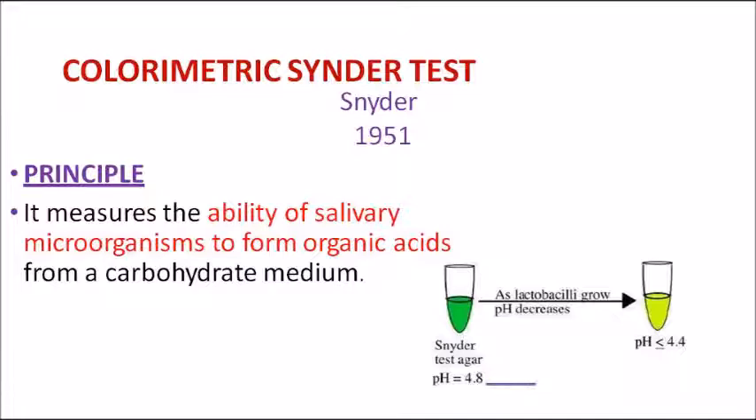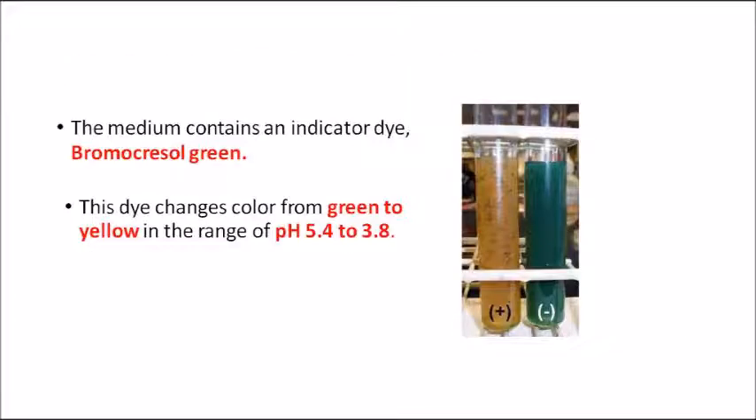It is known as the colorimetric Snyder test. So when the salivary microorganisms form organic acids, it becomes more acidic and the color changes. That is the principle. The medium contains the indicator dye, bromocresol green. So the indicator dye used in the colorimetric Snyder test is bromocresol green. And the dye changes its color from green to yellow in a pH range of 5.4 to 3.8. Very important: initially it will be green, and it changes to yellow as the pH reduces from 5.4 to 3.8. Next, see the results.